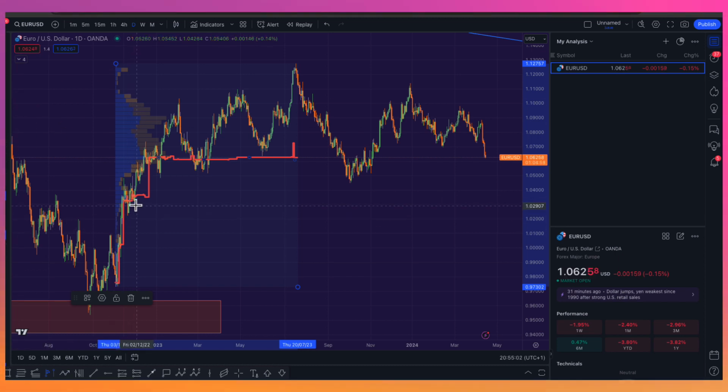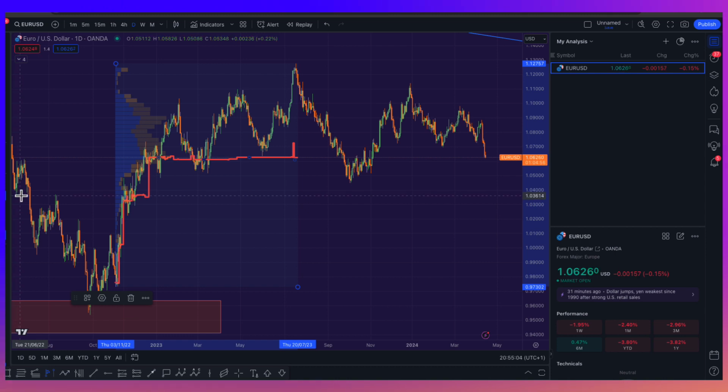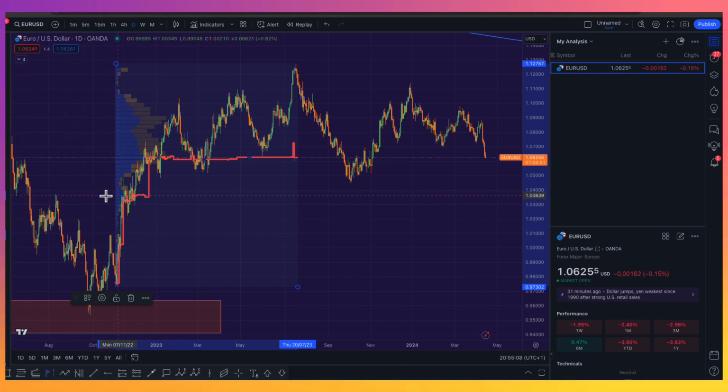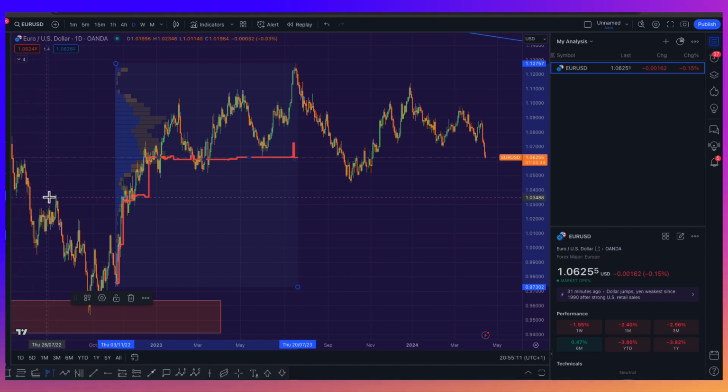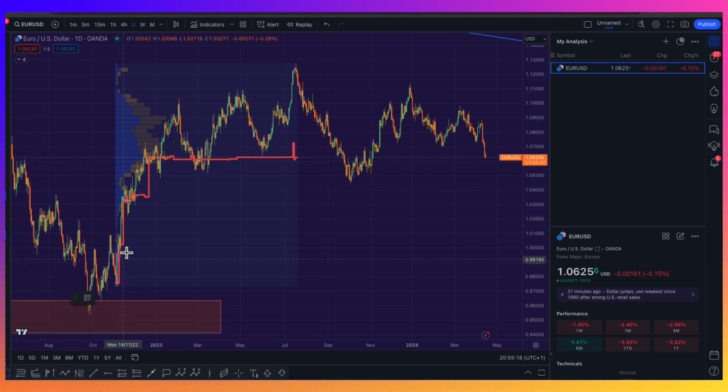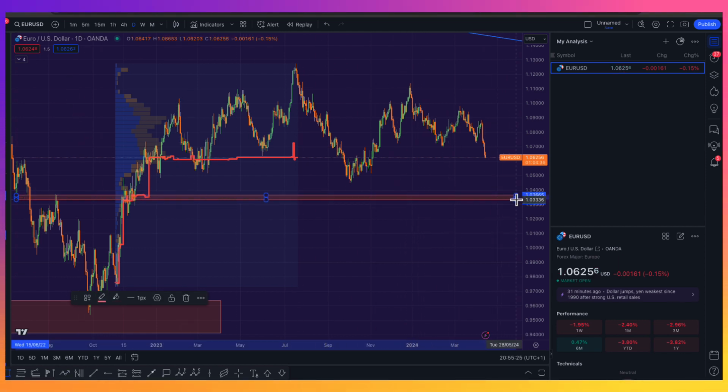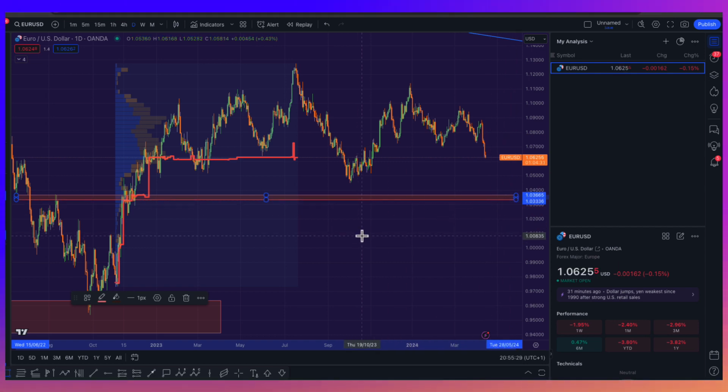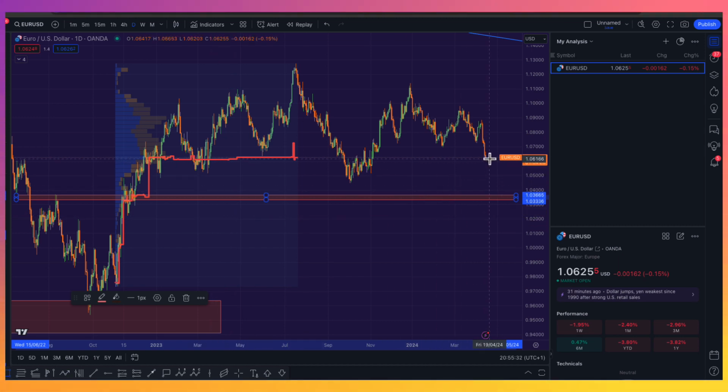Maybe it is in the same line as this resistance. If you can pay attention to this point, and also this area. So I am going to draw this sort of, yeah, this is basically the area of supply that I expect the market gets to.